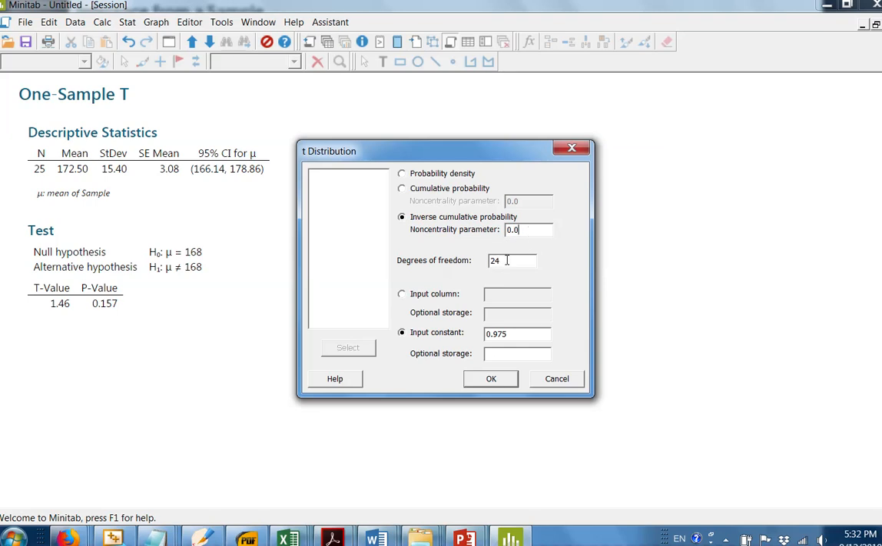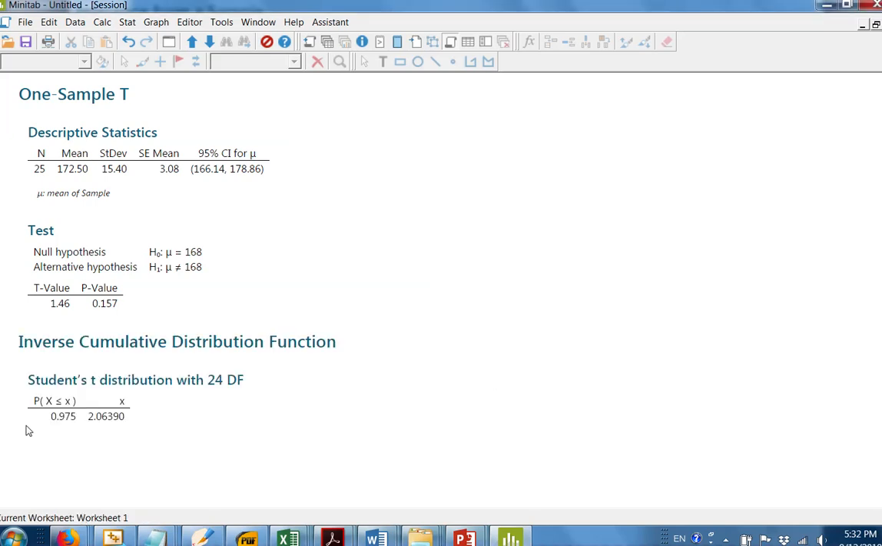For our problem, the degrees of freedom equals the sample size 25 minus 1. We have 24 here. The input constant here. Actually, we can either use 0.975 to find the positive critical value, or we can use 0.025 to find the negative critical value. Let's use the positive one. The upper tail boundary 0.975. We click OK.